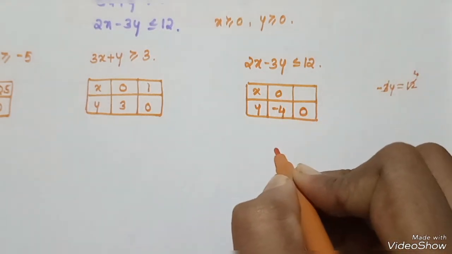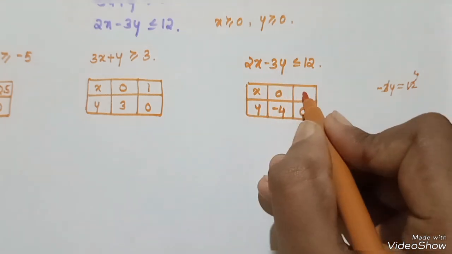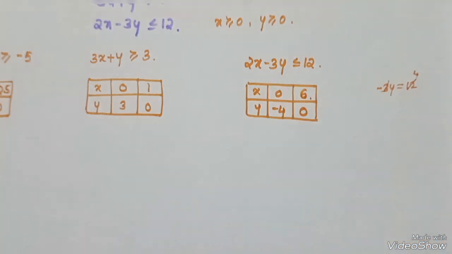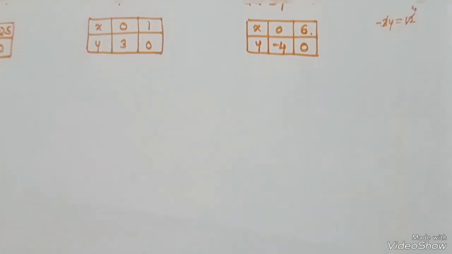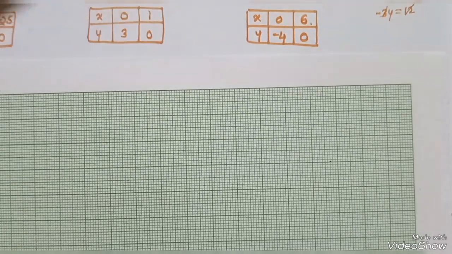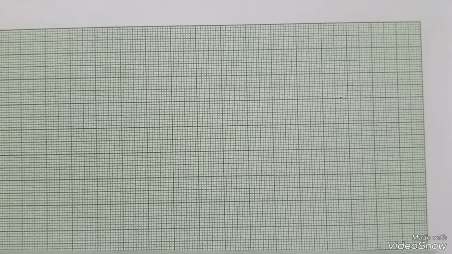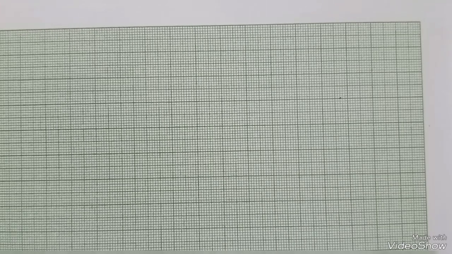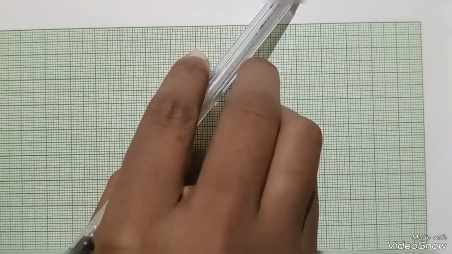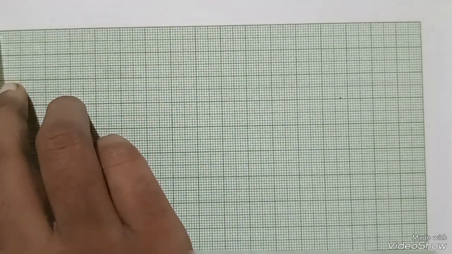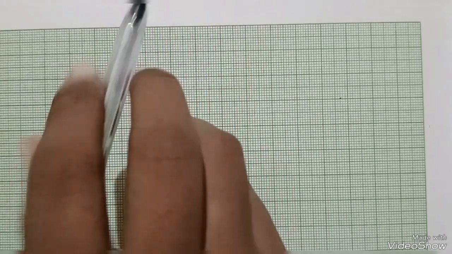Again put y is equal to 0. We get x is equal to plus 6. These are the values. Now we have to draw a graph for this one. Okay, I am taking the graph on the graph sheet. Here all the values whatever I have taken are in one unit. Here x is maximum at 6 and y is maximum at 5 and minimum at minus 4.